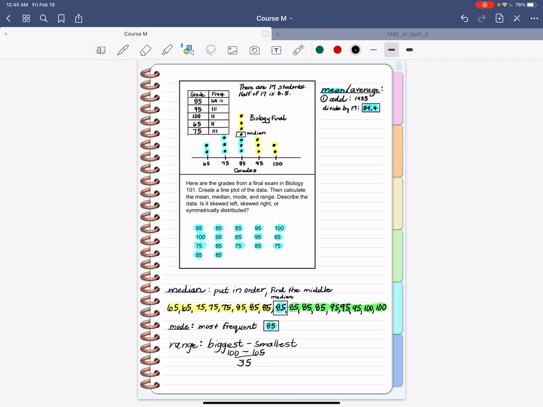The range is not going to be 85, but the 3 M's, mean, median, mode, are very often very close. That is not at all unusual.